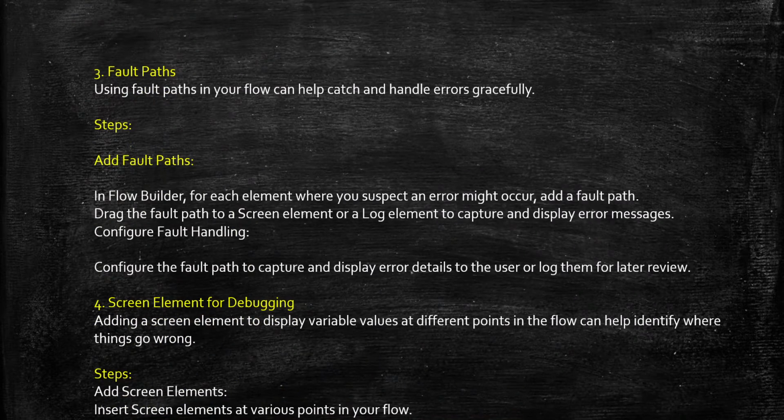Next is fault path. Add fault paths in your flow to catch and handle errors gracefully. To add fault paths in your flow, do it for each element. And fourth is a screen element for debugging. Add a screen element for debugging, that is, adding a screen that displays the error where things go wrong.